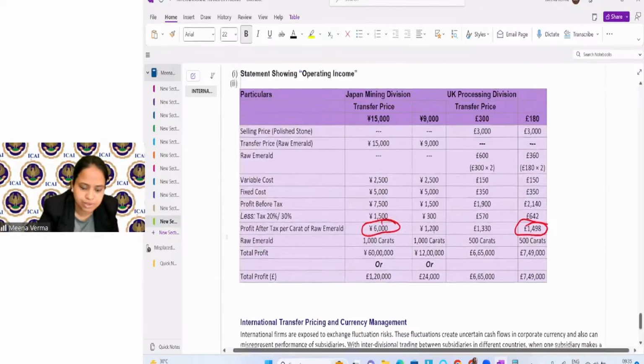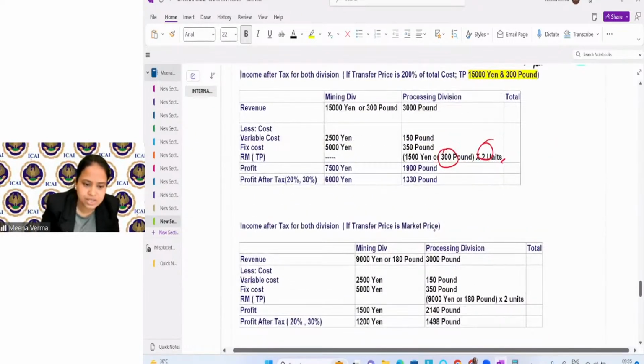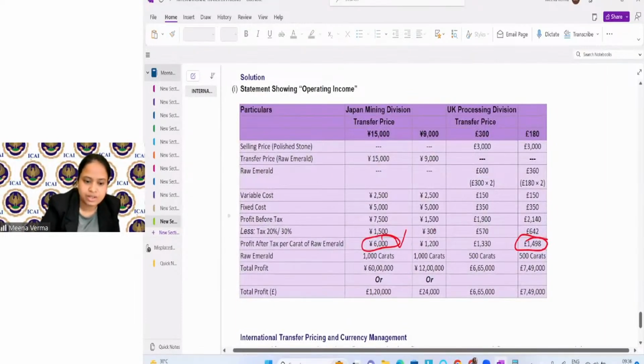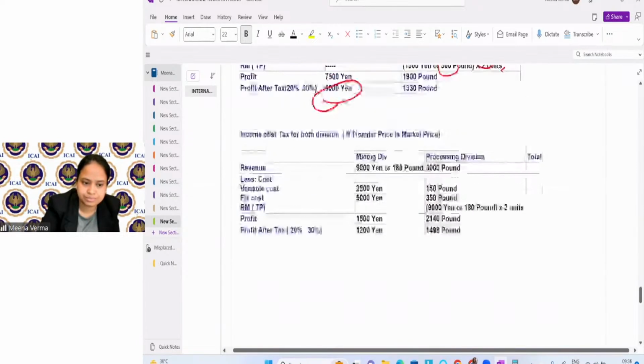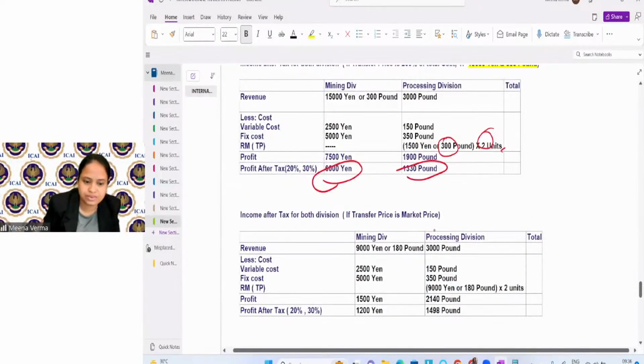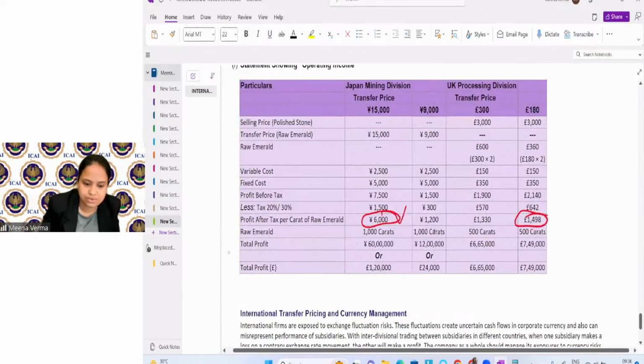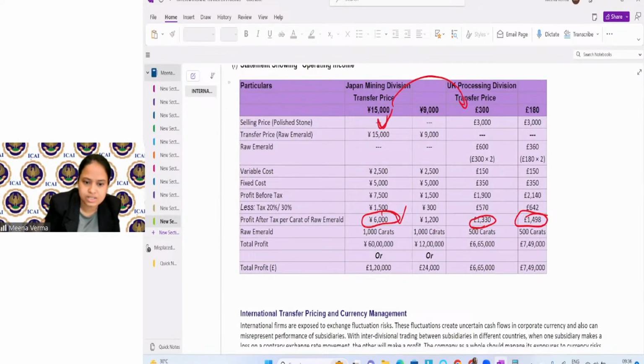Give me 1 minute. Let me make the comparison. So 6,000 yen was my profit of mining division when the transfer price was total cost, 6,000 yen. Then in pound it was 1330 pound. You can see it is coming as 1330 pound when we are transferring at this or this price. In yen it was 15,000 yen, and in pound it was 300 pound. So in both the cases this was the profit after tax.